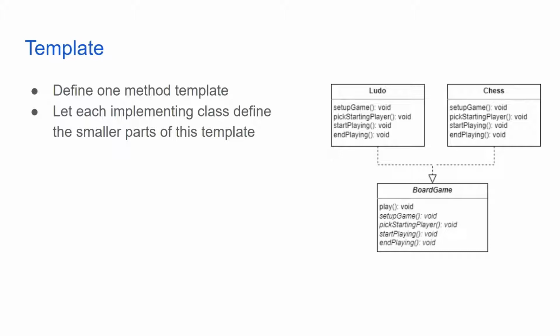So we only need to implement those four methods in Ludo and Chess, instead of having to also implement the entire play method each and every time for each board game. So we have one method template, and the implementing classes, so Ludo and Chess, only have to define the smaller parts of this template and not the entire template each and every time. Alright, so now that we have seen how this looks in UML, let's go over to IntelliJ and implement this in Java.